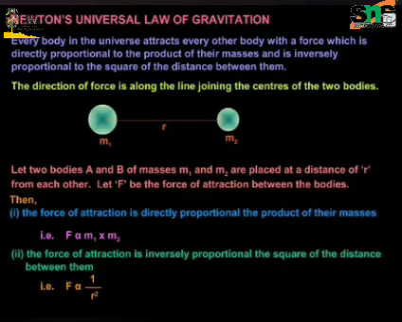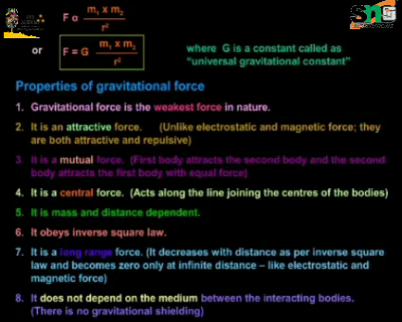Let two objects A and B of masses M and m lie at a distance d from each other. Let the force of attraction between the two objects be F. According to the universal law of gravitation, the force between two objects is directly proportional to the product of the masses: F is directly proportional to capital M small m. And the force is inversely proportional to the square of the distance between them, that is, F is proportional to 1 by d square. Combining both, we get F is equal to G M m by d square. G stands for the gravitational constant.